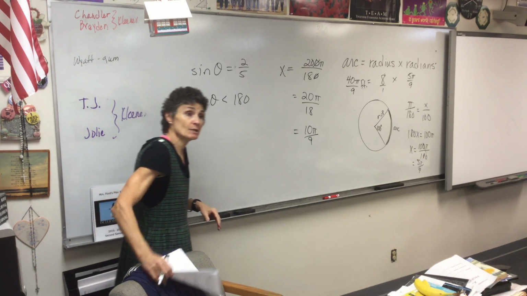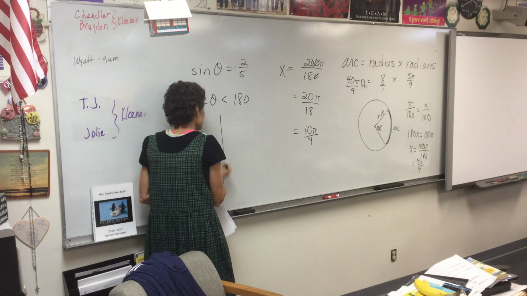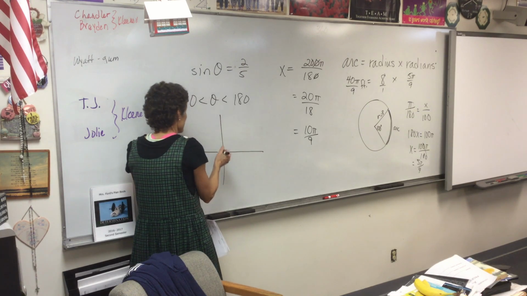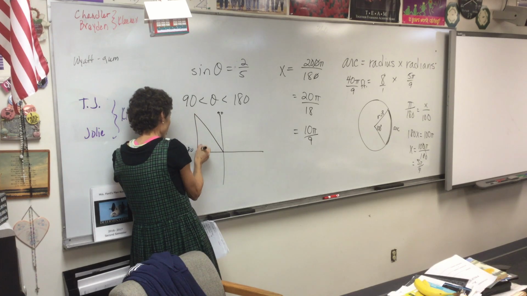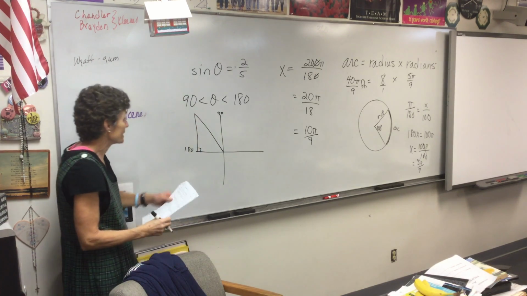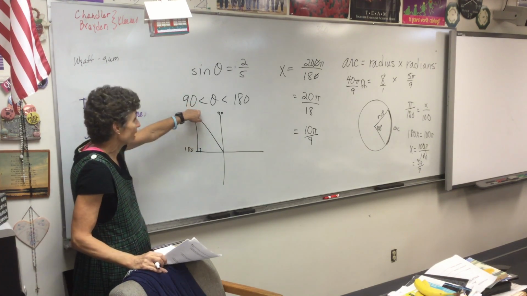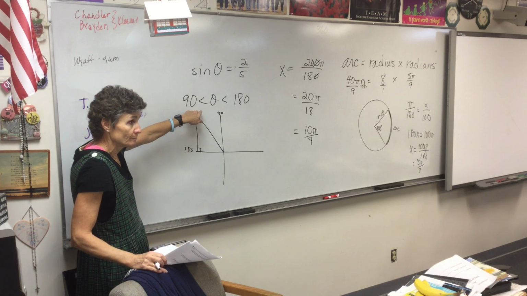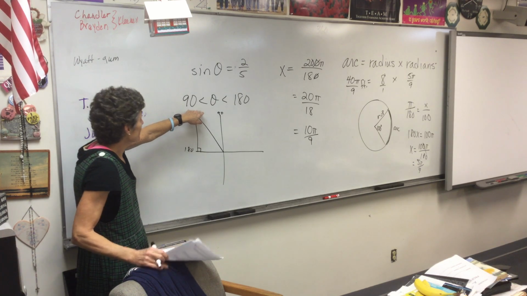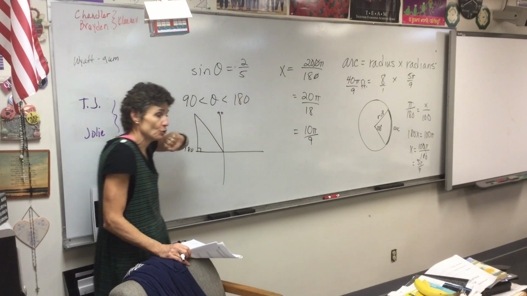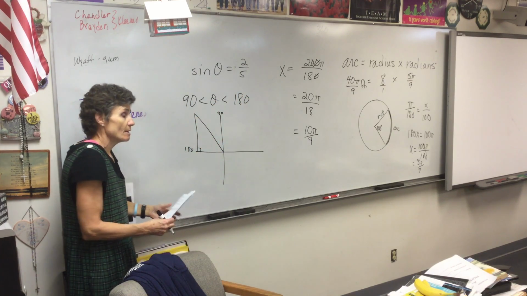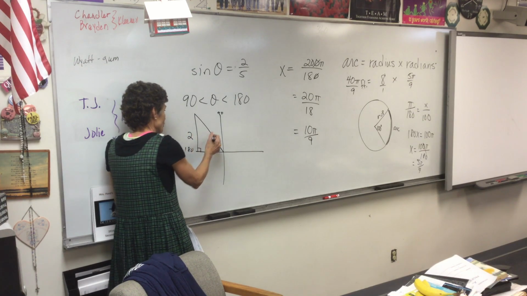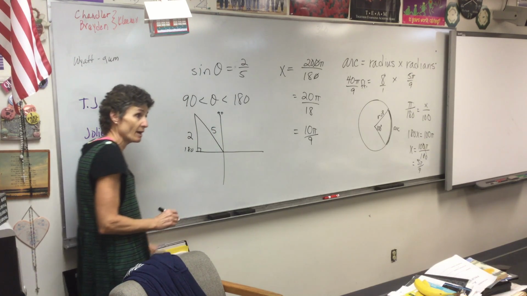In between 90 and 180. Now this is not a compass problem. So 90 and 180 are here. So I am going to draw my triangle between 90 and 180 because it told me to. The sine is 2/5. So now I can label some stuff here. The opposite side is 2, and the hypotenuse is 5.